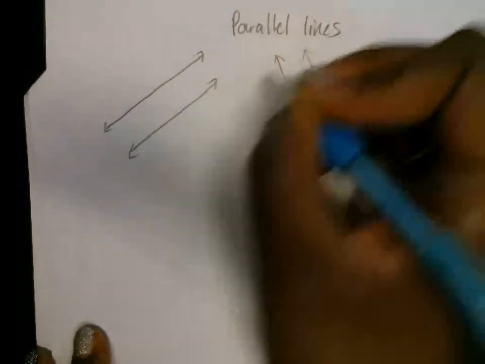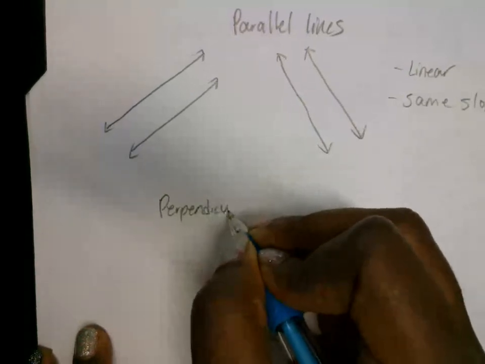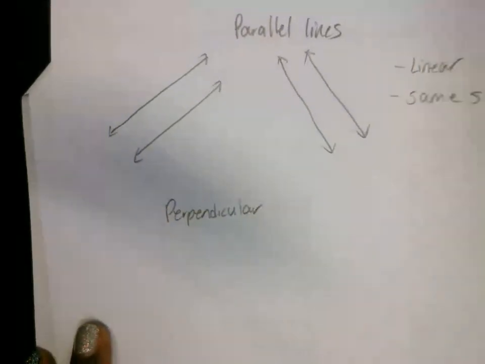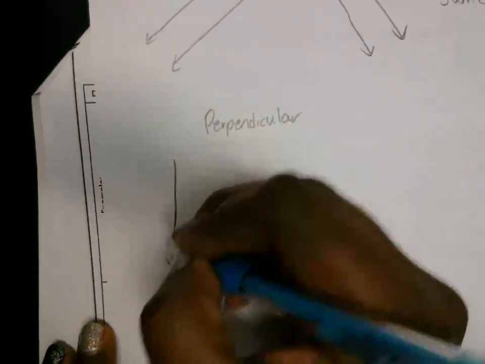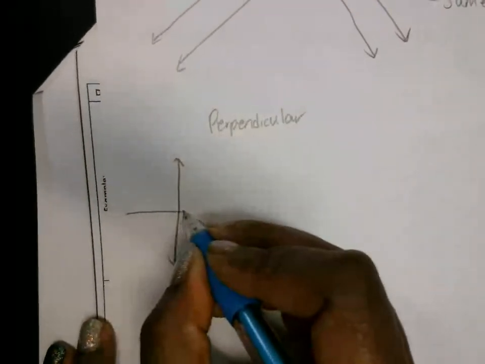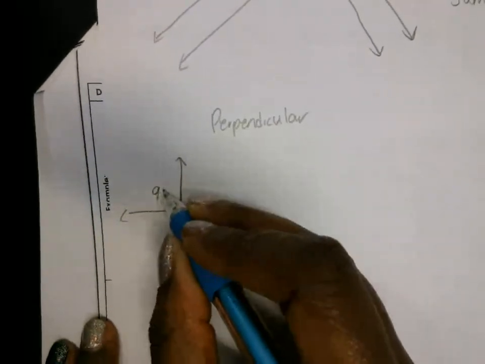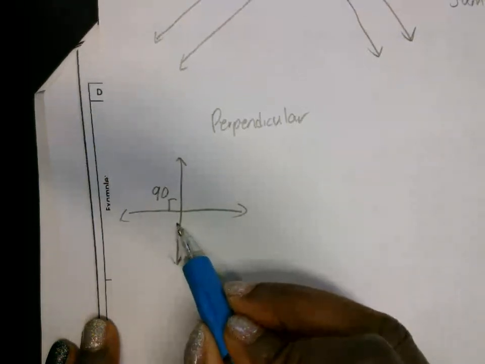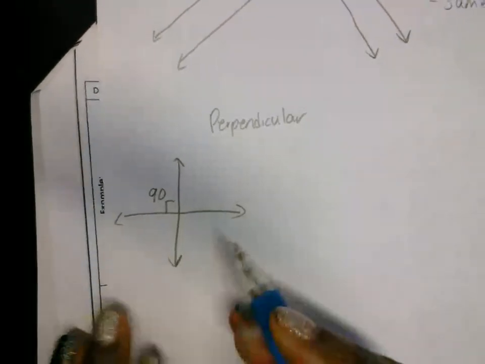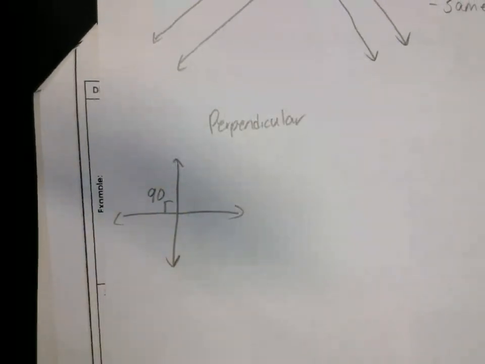Okay, Miss Reyes, what about perpendicular? What's the difference between a line that's perpendicular and a line that's parallel? Well, perpendicular lines actually cross each other. But they don't just cross each other. When they cross, they form four right or 90-degree angles. This is 90 degrees, this is 90 degrees, this is 90 degrees, this is 90 degrees. So not only do they cross, but they form four 90-degree angles.